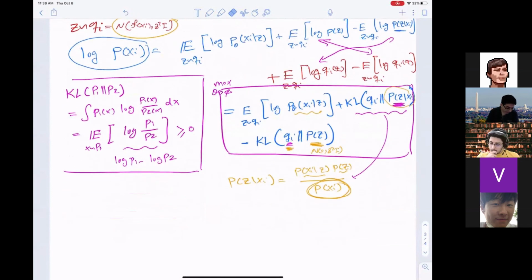But there is something actually to save us here, which is the fact that KL, as I mentioned, is always non-negative. And it is in fact quite an easy thing to show.